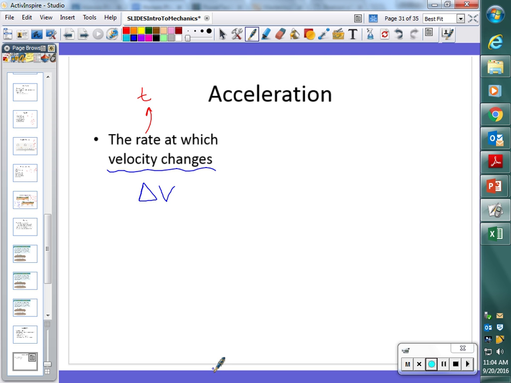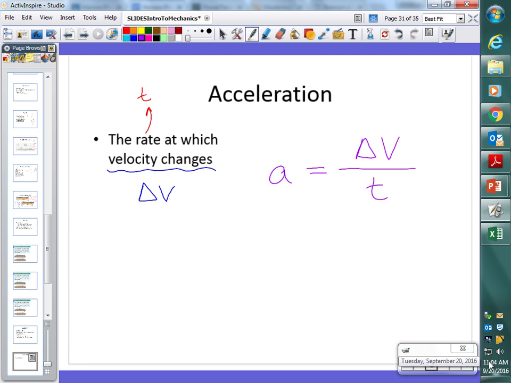So, we represent rates as fractions. Acceleration is a fraction. What's on the bottom of that fraction? Because it's a rate. Time. And then what has to go on the top of that fraction? Delta V, the change in the velocity.